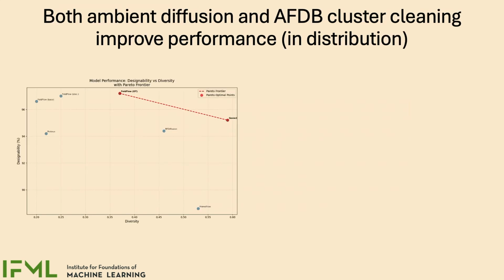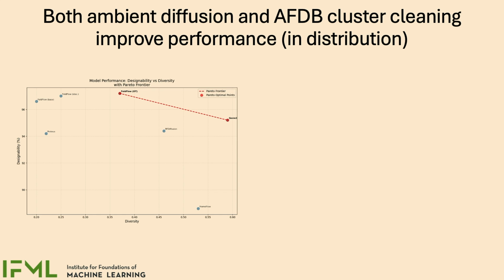So let me show you now what ambient protein diffusion can do. Here is a plot looking at the trade-off between designability and diversity, where diversity is on the x-axis and designability is on the y-axis. The best models would be in this top right-hand corner, where everything the model generates is designable and super diverse. You can see all the models that exist, and you want to be on this outer edge. We call this the Pareto frontier.